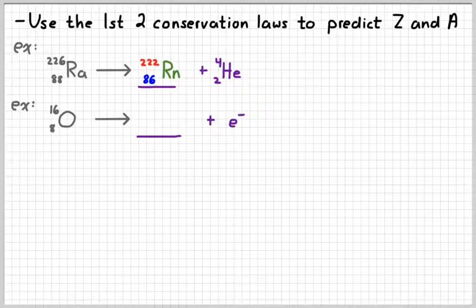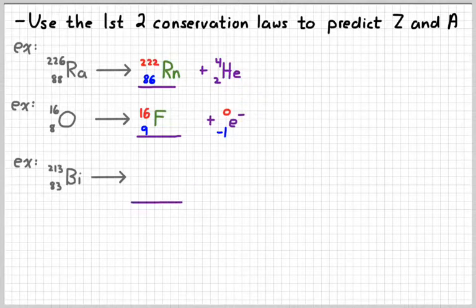Another example, oxygen-16 will undergo beta decay, beta minus decay. Remember that the beta minus particle, the electron, has an atomic number of -1, and it's got a mass number of 0. And so the mass number of our product has to be 16, and the atomic number is going to be 8 minus -1, which would give you 9. And so looking at the periodic table, the thing that's got atomic number 9 would be fluorine.